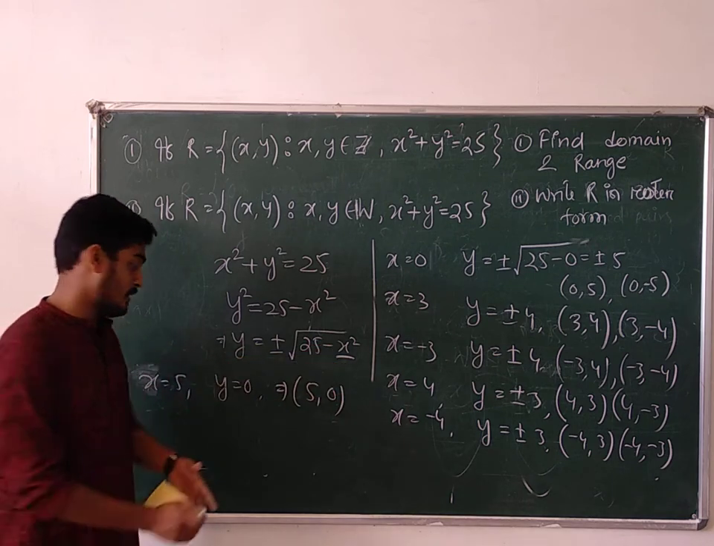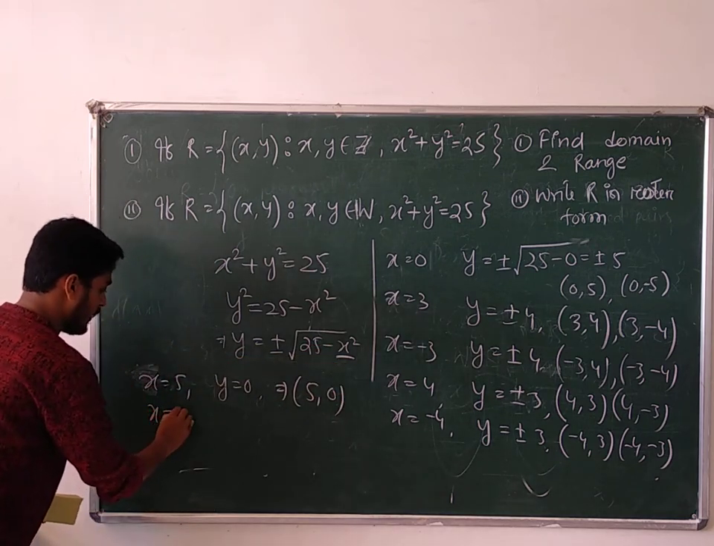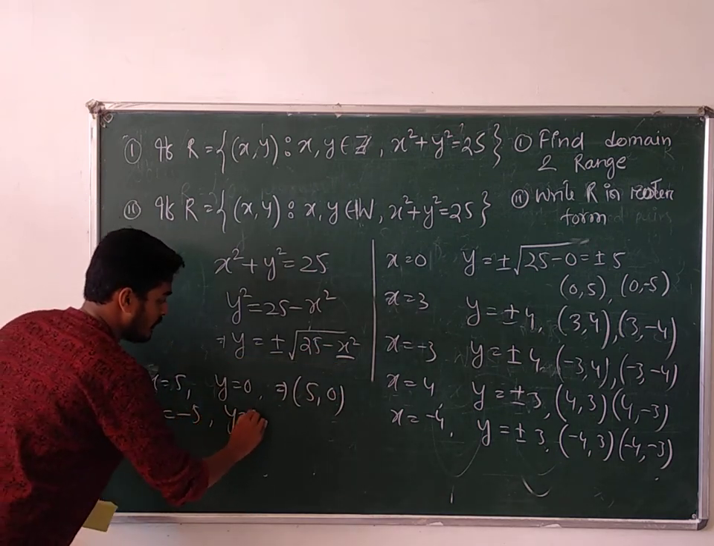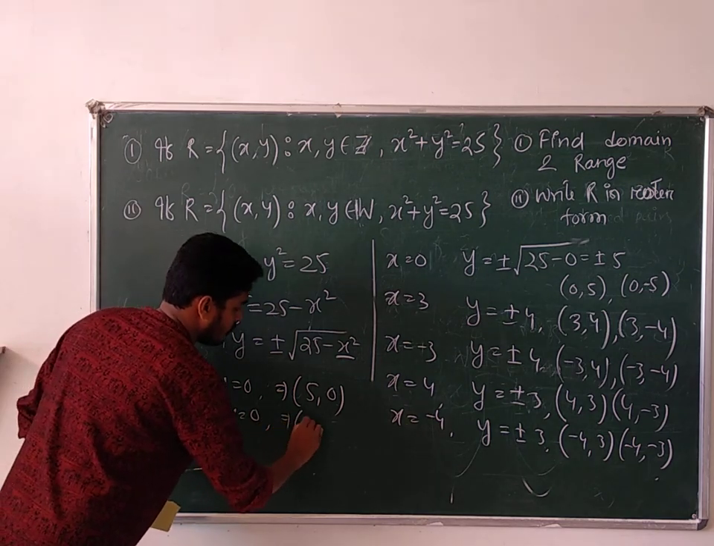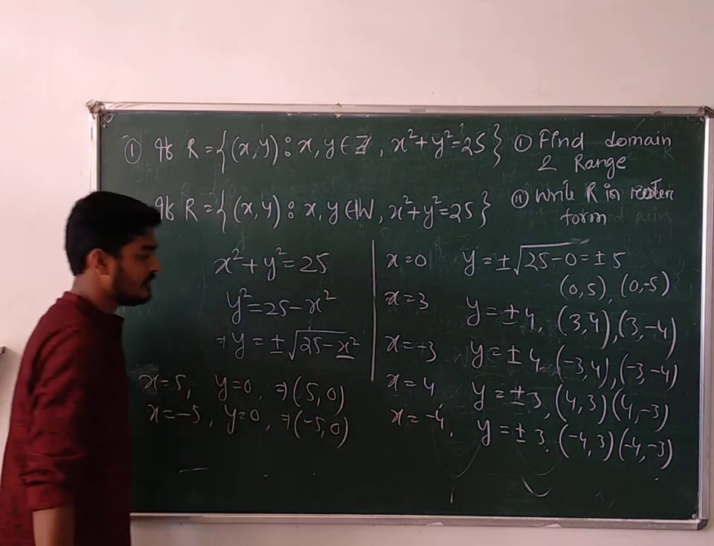Minus 5 whole square will have the same value. That means in the same way for minus 5 also we will have y equal to 0, and we will have the pair minus 5, 0. Already this one you will not get again.